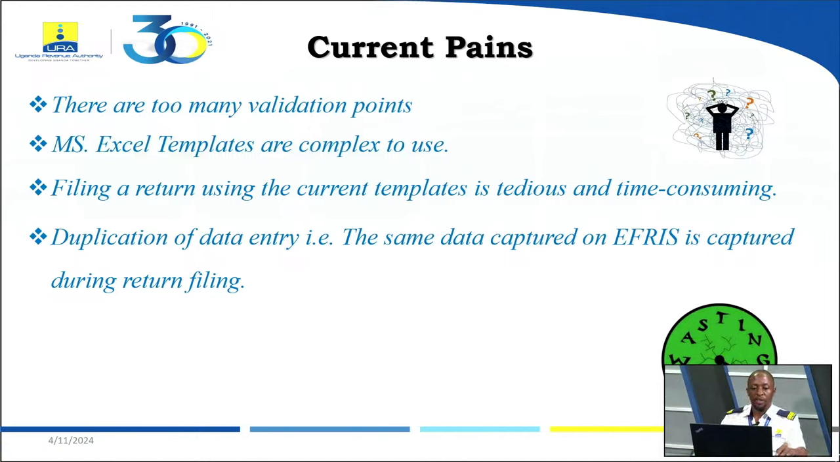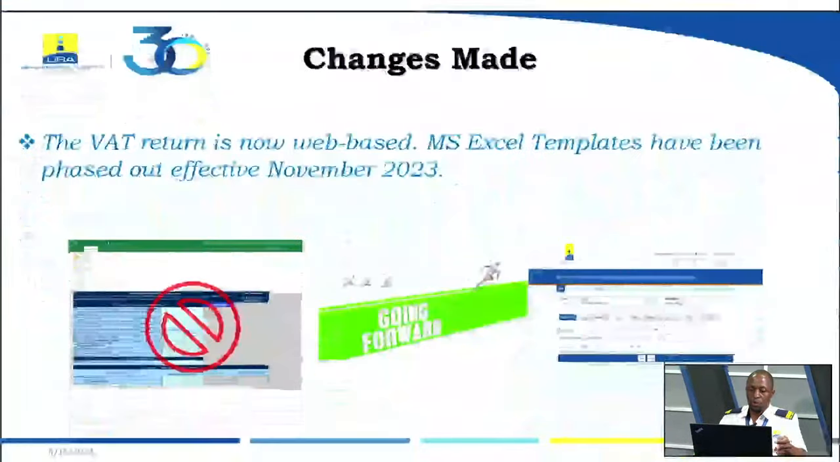And then filing a return using a current template had been tedious, that is the MS Excel, and time consuming. And also the duplication: when IFRIS came, taxpayers were required to go and generate reports from IFRIS, then come back and feed them into the Excel template. So we saw there was duplication of work. This has also been eliminated by ensuring that the IFRIS information goes direct to the return so that you don't need to feed it manually and then end up making mistakes. So all those pains we are listening to.